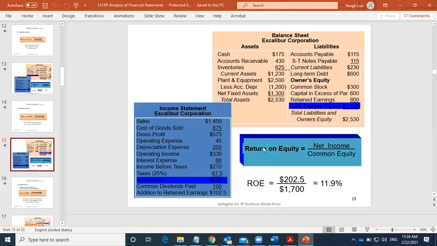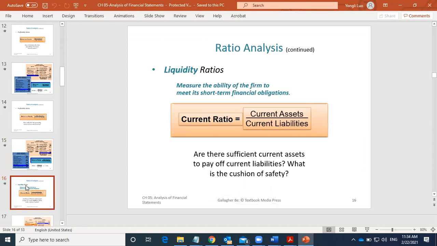Next, we're gonna talk about liquidity. Liquidity ratio. Liquidity measures the ability of the firm to meet its short-term financial obligations. The company's ability to pay off its short-term debt. Okay, the short-term debt.